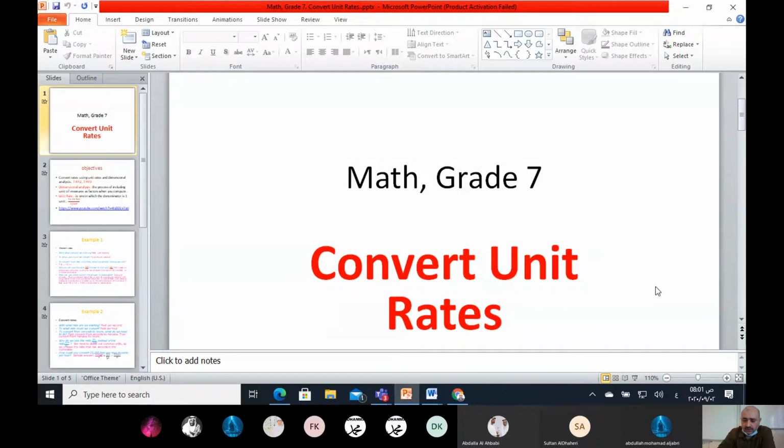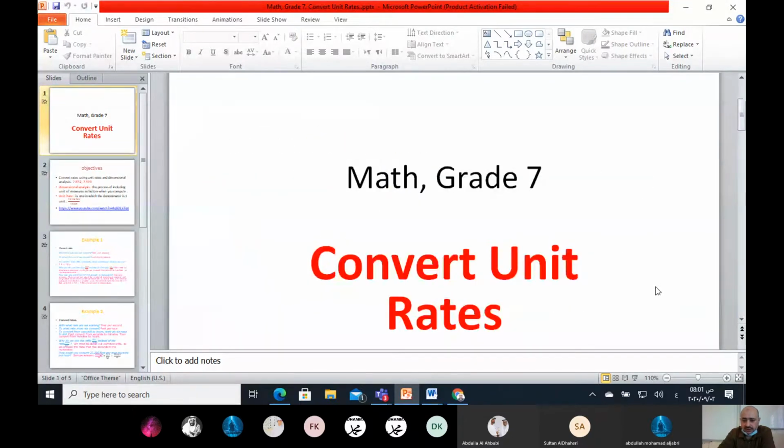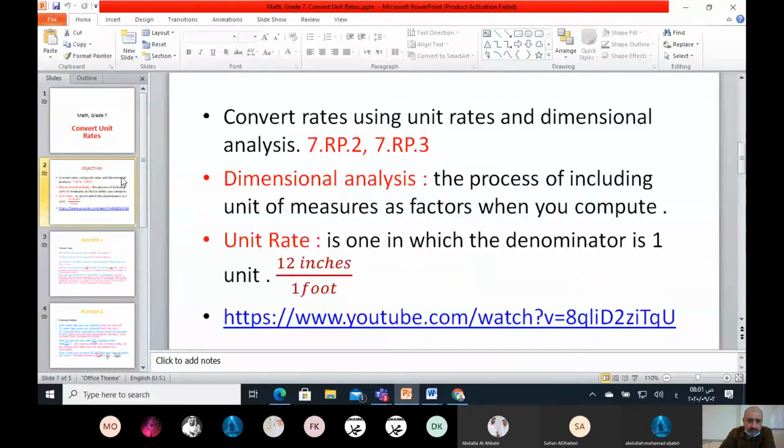Math, grade 7. Today we want to learn convert unit rates. What's the meaning of convert unit rates and why do we need to learn this idea? Convert rates using unit rates and dimensional analysis. What's the meaning of dimensional analysis?